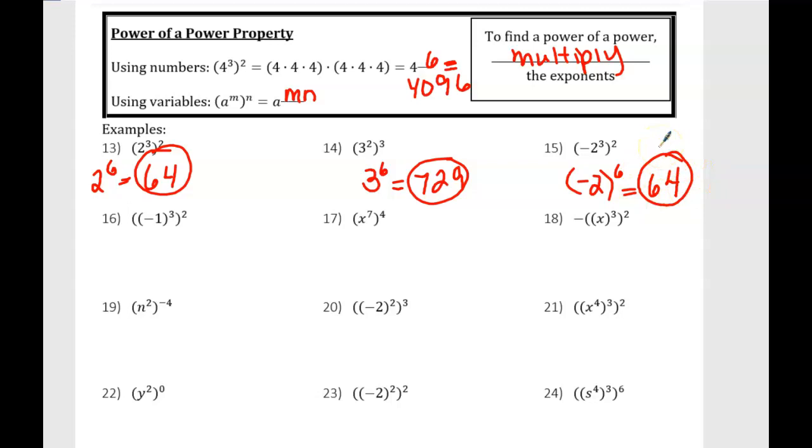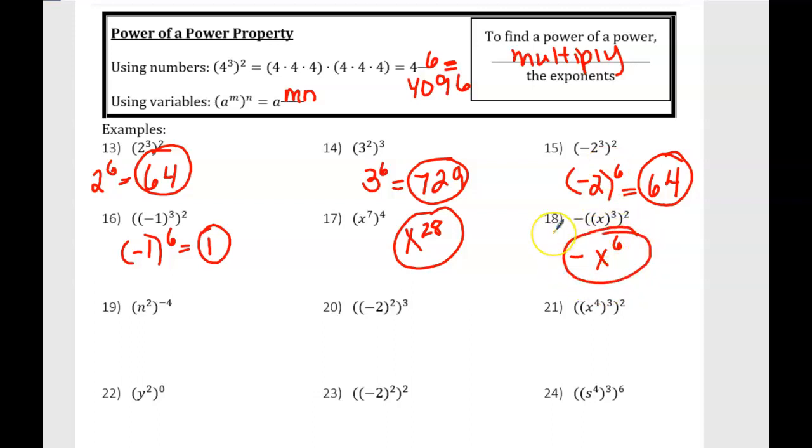But if we look at number 16, notice the negative 1 is in parentheses. That's going to be to the 6th power, so that's going to be a positive 1, all right? Any negative to an even exponent is going to end up being positive. X is going to be to the 28th, because 7 times 4 is 28. And notice my negative is on the outside of the parentheses here. So in the parentheses, we just have an x, and that's going to be to the 6th power. And then we're going to take the negative of that. So it's going to be negative x to the 6th power.